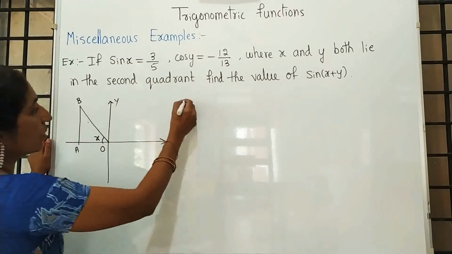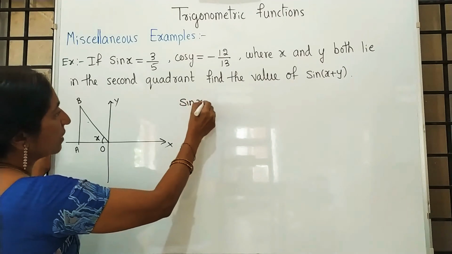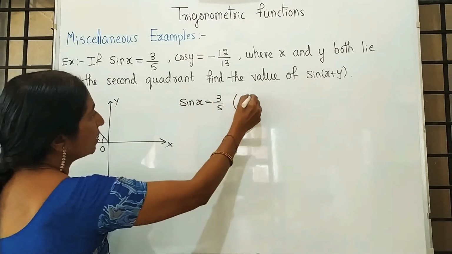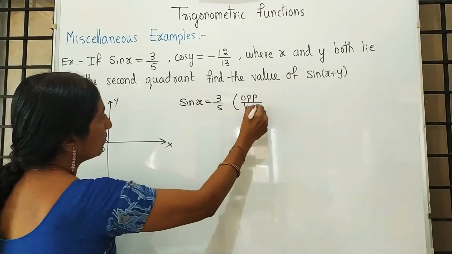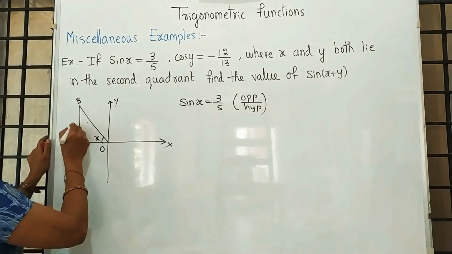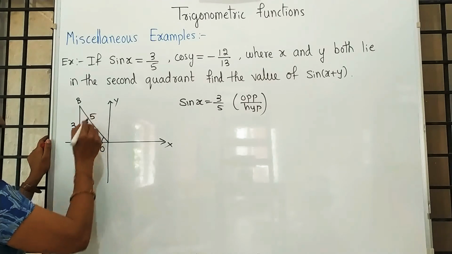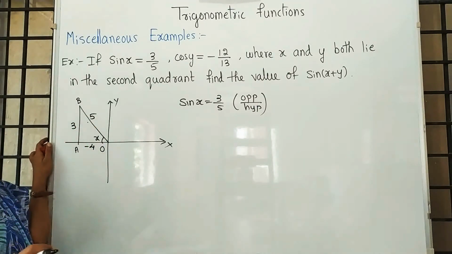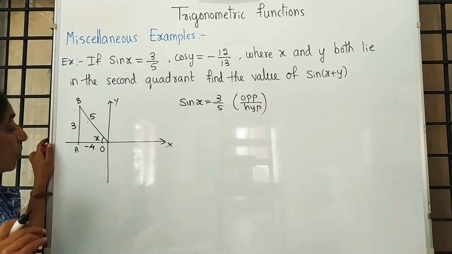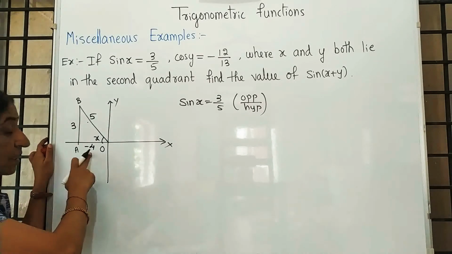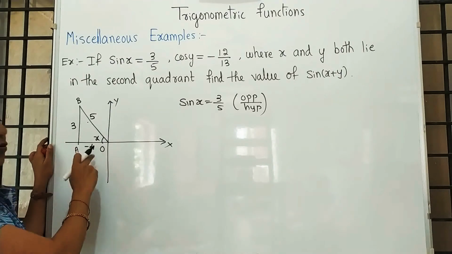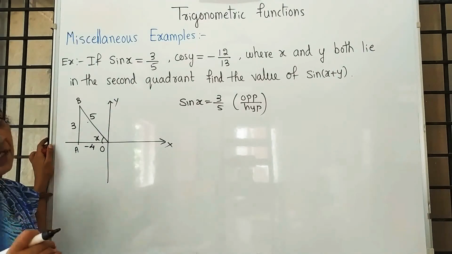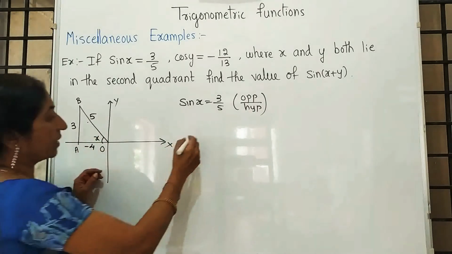Sin x is nothing but 3 upon 5, that is opposite upon hypotenuse. So this is opposite, this is hypotenuse, and adjacent I am writing as minus 4. Actually it is 4, but why am I writing minus 4? Because in the second quadrant x is negative. And directly, how can we write the value? 3, 4, 5 are a triplet. Otherwise you can calculate this.